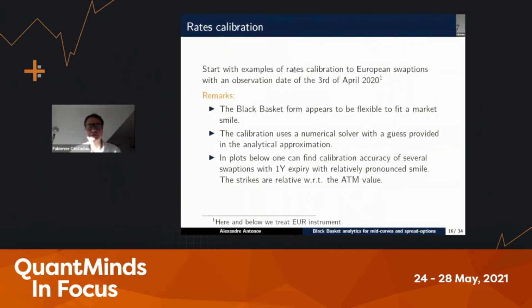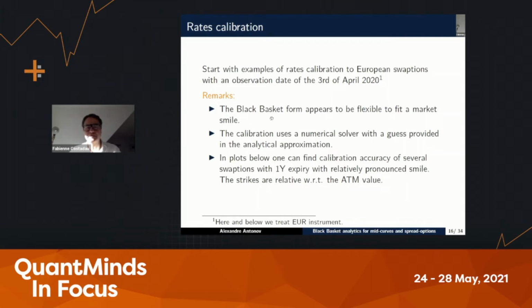So let's give some graphs on the rate calibration, how it works. Let us start with examples of the rate calibration to European swaptions. We fixed one rate and forgot about everything else, and try to see how it can be calibrated to the real life smiles. So we take European swaptions in euros and the observation day of the 3rd of April.